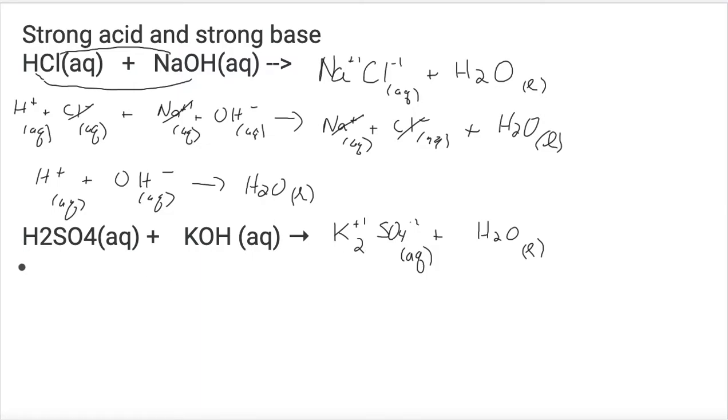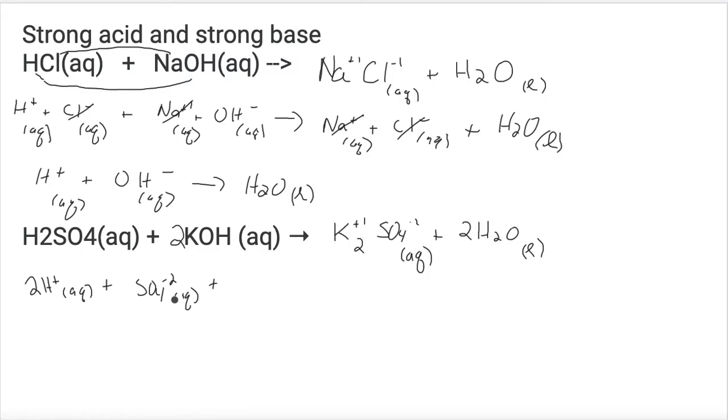H2SO4 is a strong acid, and strong acids dissociate 100%. So H2SO4 really makes two H plus ions, AQ, plus one sulfate ion, -2, AQ. Oh, I forgot to balance the equation. Let me do that first. We have to have a 2 there, and 2 is 4, and a 2 here. There we go.